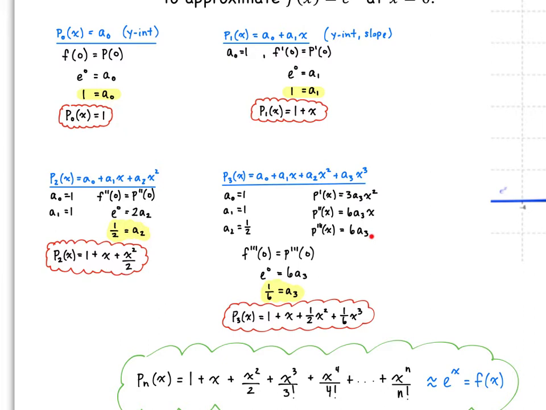Now we take the third derivative, and we're at 6a3. Okay, so now we can plug 0 into the third derivative of f and the third derivative of p. Well, the derivative of e to the x is e to the x, so the third derivative of f of 0 is going to be e to the 0, which is just 1. And the third derivative of p is 6a3. So we can get a3 to be 1/6. So then the third degree polynomial is going to be 1 plus x plus 1/2 x squared plus 1/6 x cubed. So what you might notice is a pattern, okay?